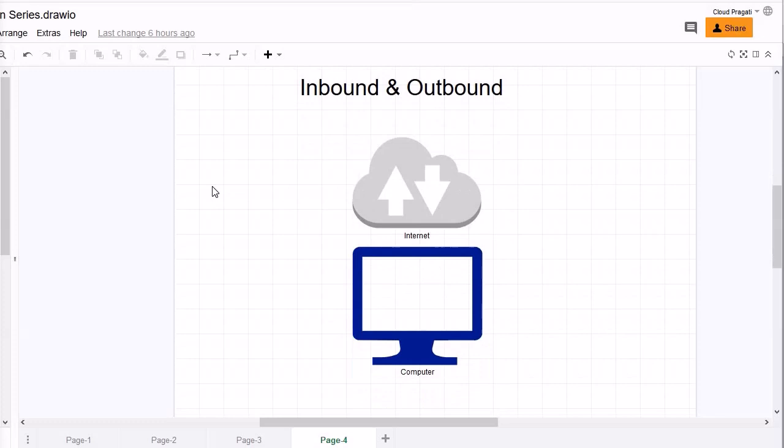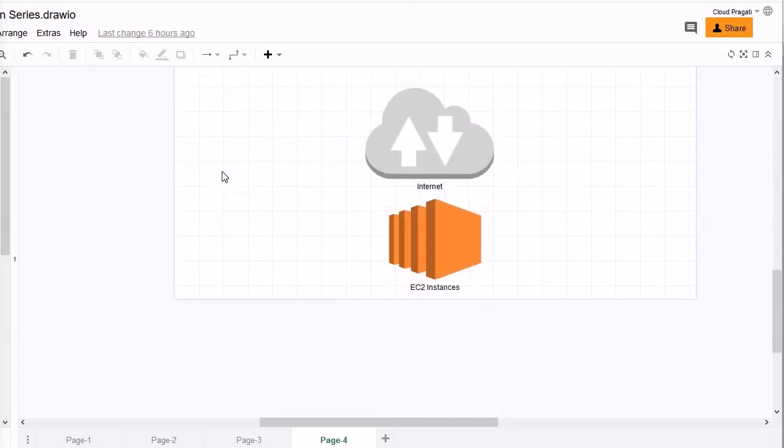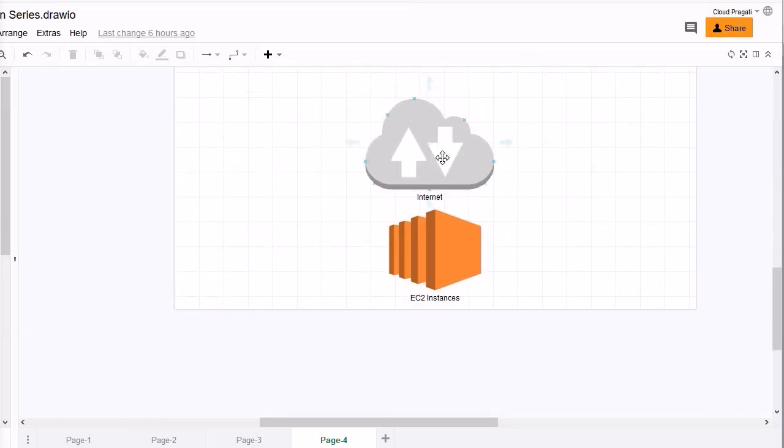So look at this diagram. It is representing the same thing. Here we have inbound traffic and outbound traffic, and here we have the EC2 instance, which will be managed by the security group. When we do the lab session, I will show you where you can write the inbound rule and where you can write the outbound rule. By default, inbound rules are not allowed, but outbound rules are allowed.